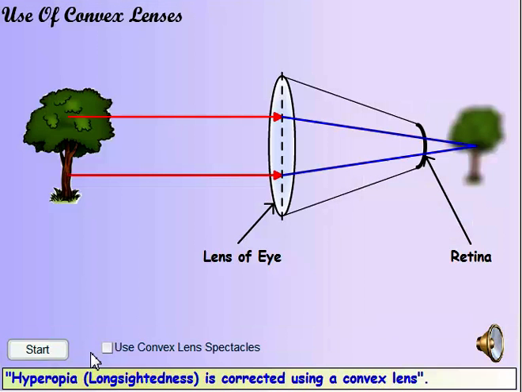Hyperopia or long-sightedness is a disorder of the eye, wherein the convex lens of the eye forms an image which falls beyond the retina and hence appears blurred. To correct this problem, a convex lens is used as glasses, which converge the rays before they fall on the convex lens of the eye. Now the image falls on the retina and is clear.